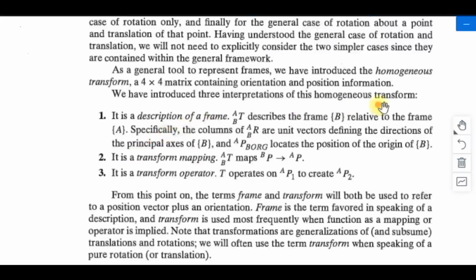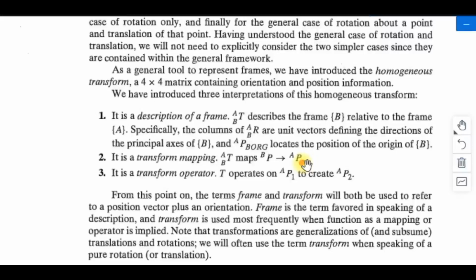So ATB is over. The columns of ATB are the unit vectors defining the direction of the principal axes of B, and APBORG is the position of the origin of B. For transformational mapping, ATB basically maps BP to AP.